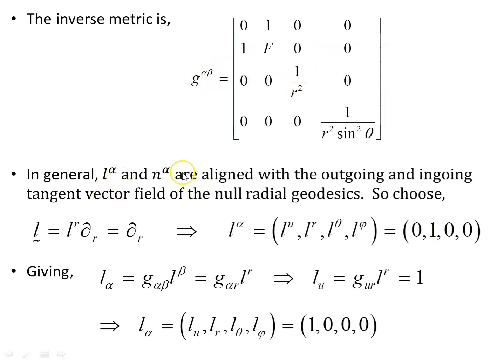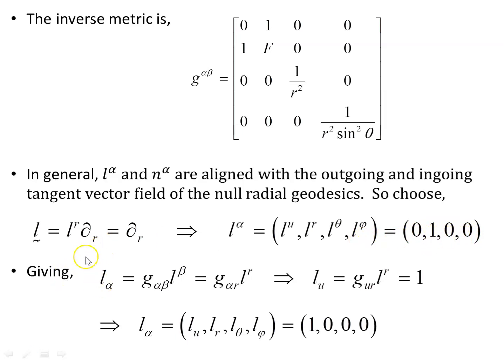Now, in general, l alpha and n alpha are aligned with the outgoing and ingoing tangent vector field of the null radial geodesics. So when we go looking for our null tetrad, we just start with the premise. We begin with the understanding that these are pointing in the radial null geodesic directions. Now, if that's going to be in the radial null geodesic direction, why not start with l, as l^r dr is simply dr, the unit vector in the radial direction. So l alpha will be this object here, 0, 1, 0, 0.